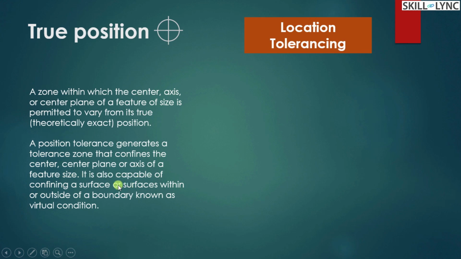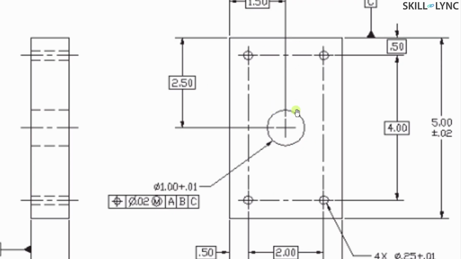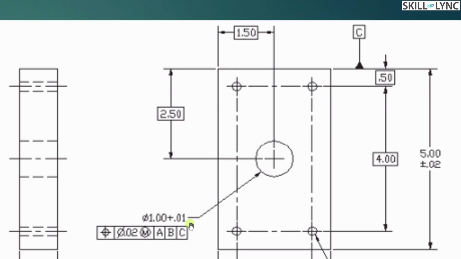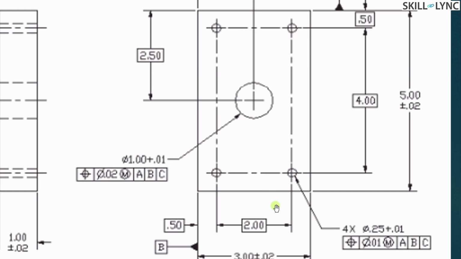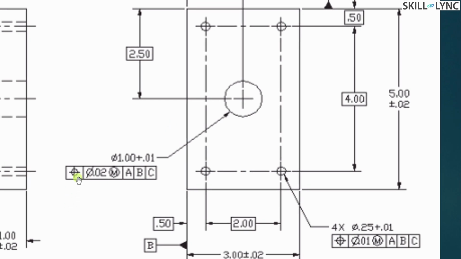So it is also capable of confining a surface or surfaces within or outside a boundary known as your virtual condition. That means that in this figure you can see this is a rectangular plate that has true holes, a larger hole in here, whereas there are other peripheral holes that are drilled here. So now we can see there is a box that is referenced as we've seen in the GD&T. This is called the feature control frame that we'll look into later. But you can see now this cylindricity is applied to these holes to ensure that the position is controlled by it.